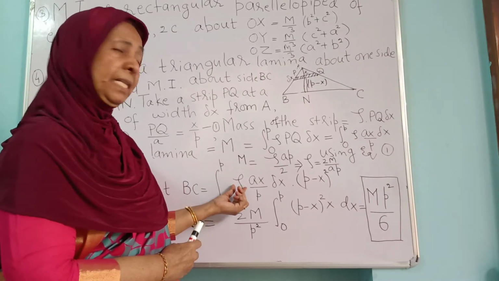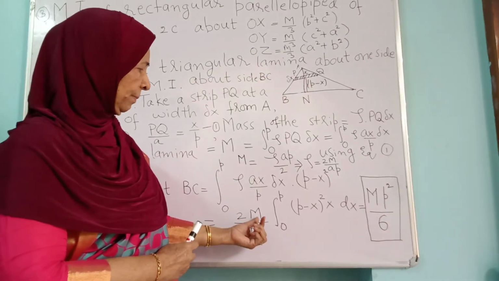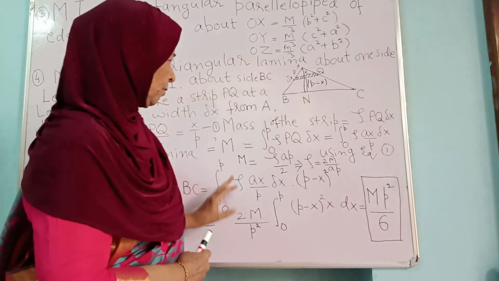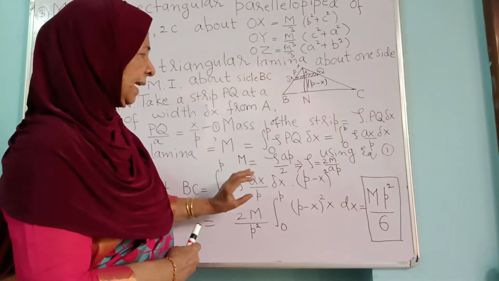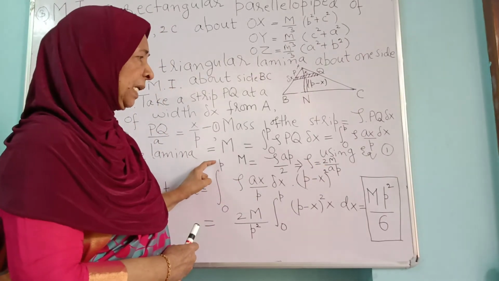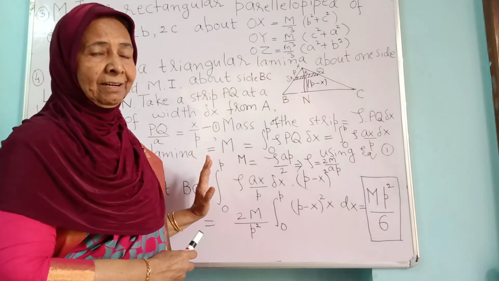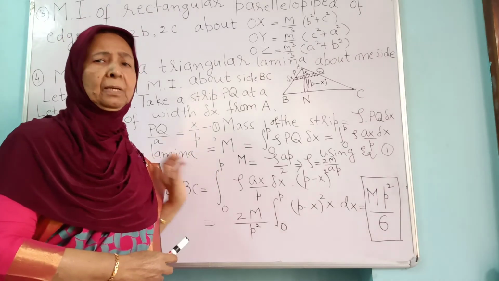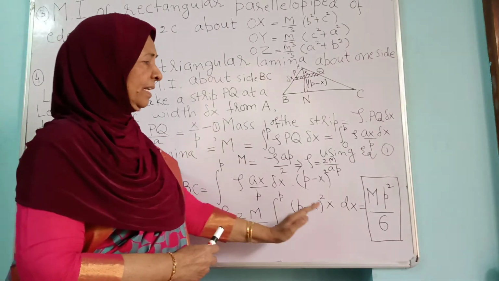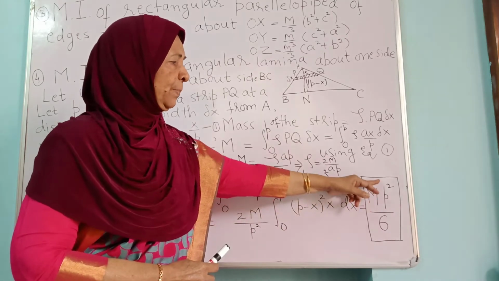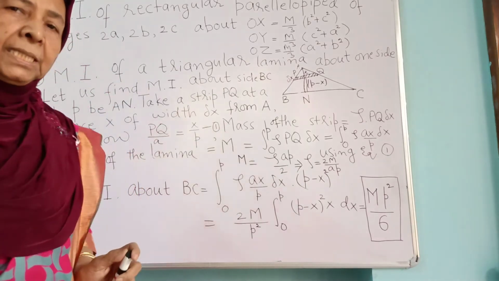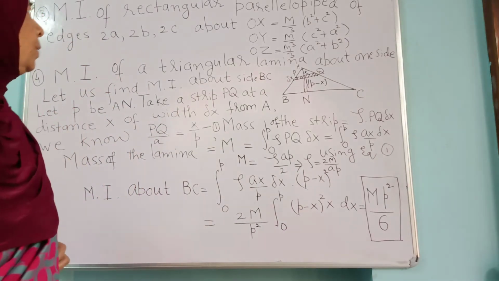You have already obtained the density. Density is 2M divided by a p. So you can substitute here, and then you can integrate within the limits 0 to p. I am not doing the integral. It is so simple, very, very simple. Okay. So complete this, and the result you will find will be M p square divided by 6. So this is the next case I wanted to consider.